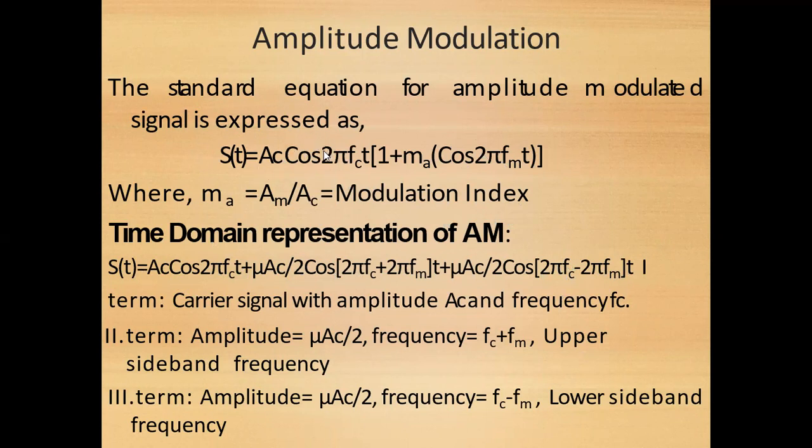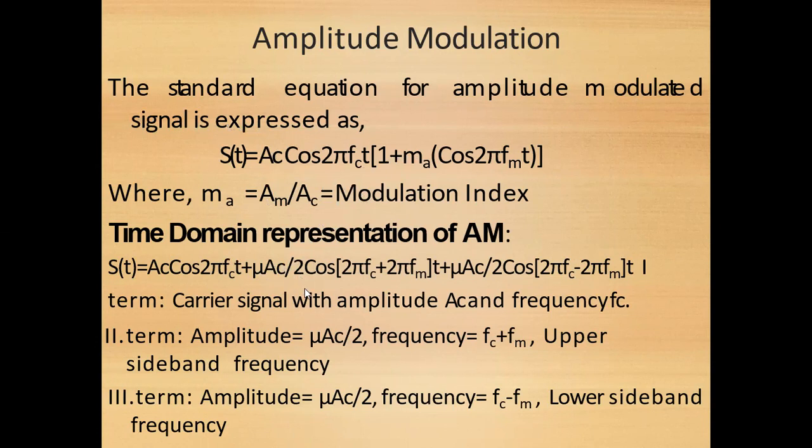As the first term, if you open the bracket, it multiplies with 1, so it is AC cos 2 pi fc t. Then plus MA into AC will be the amplitude, where the modulation index MA can also be represented by mu, so here the representation is given with mu, and carrier amplitude AC.